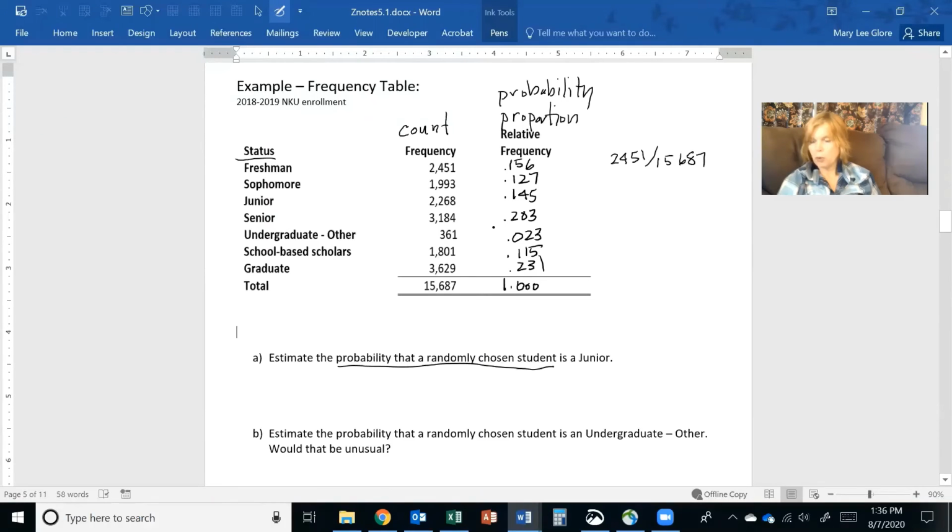Or I can use the percent, which I would get by multiplying by 100%. So the relative frequency is 0.156, or it's 15.6%, etc. 12.7, 14.5, all the way down. And then these would all add up to 100%.